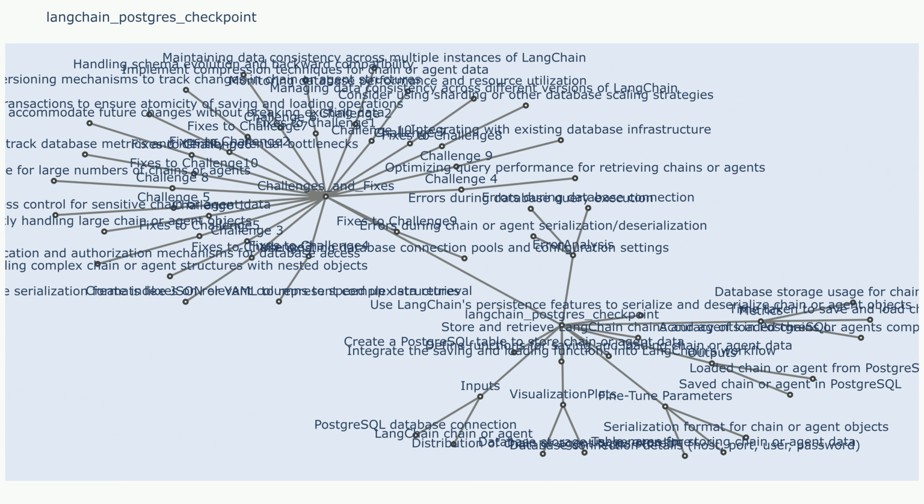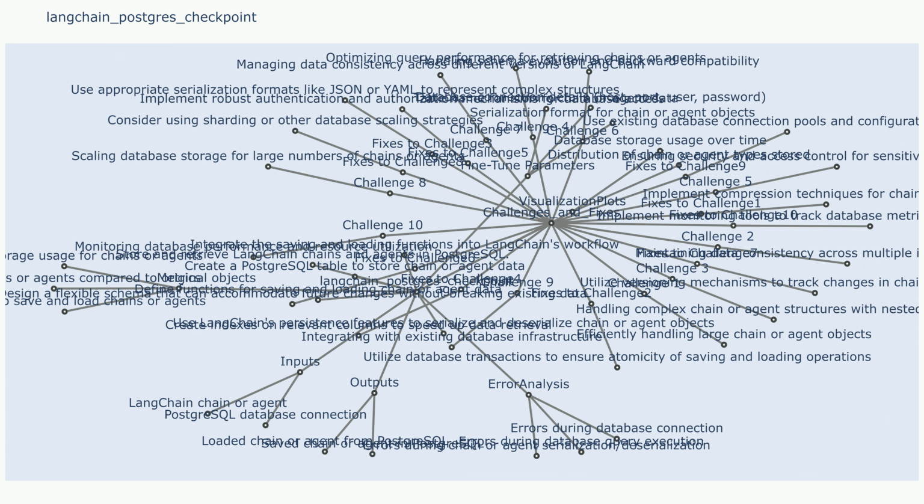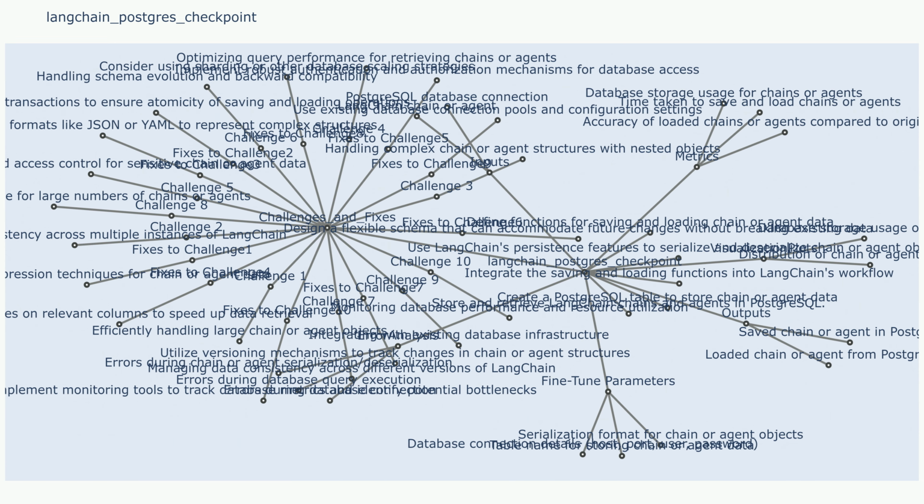Challenges and fixes. Challenge 1: database connection errors: the process may be interrupted due to errors in connecting to the database, causing data loss or inconsistencies. Sample use case that resulted in challenge 1: an unstable network connection caused a timeout during checkpointing, resulting in the loss of the agent's state.